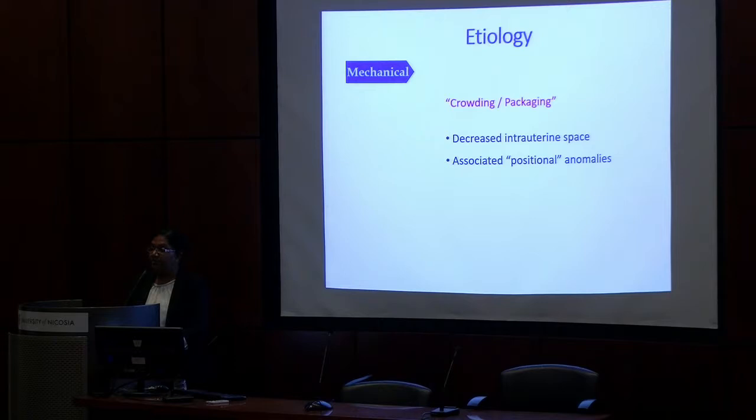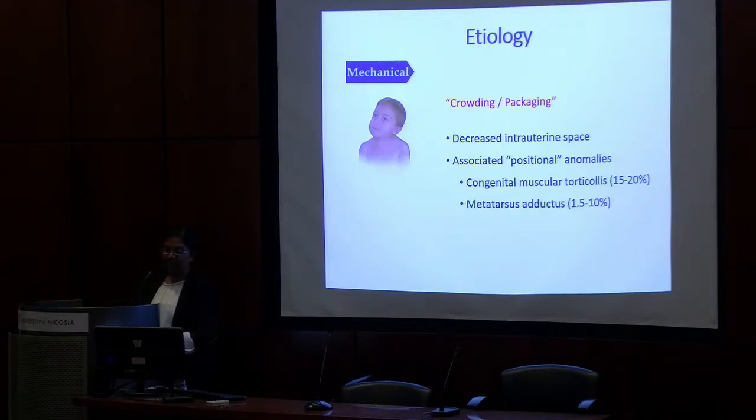Other associated positional anomalies are also congenital muscular scoliosis, which occurs at a rate of about 15 to 20% in children who have DDH, and also metatarsus adductus, which occurs in about 1.5 to 10%. So those are associated conditions that we should look for when assessing a child with DDH.